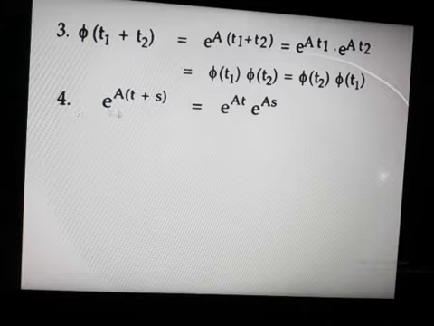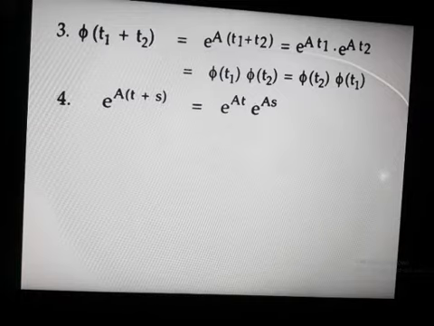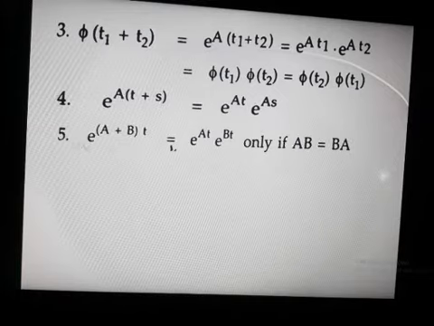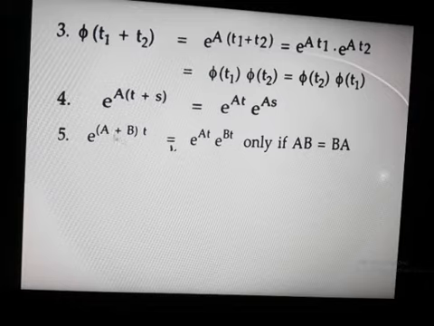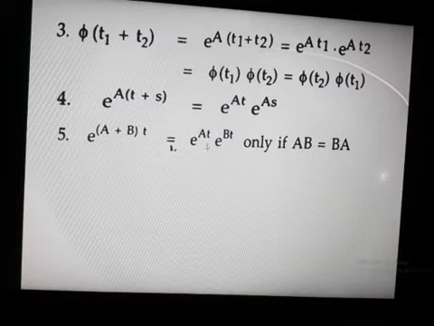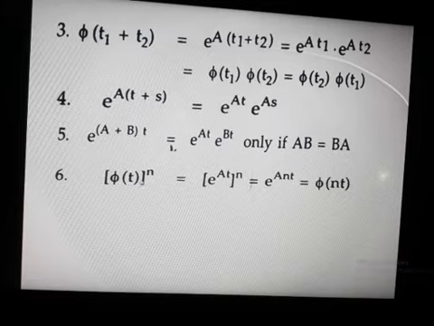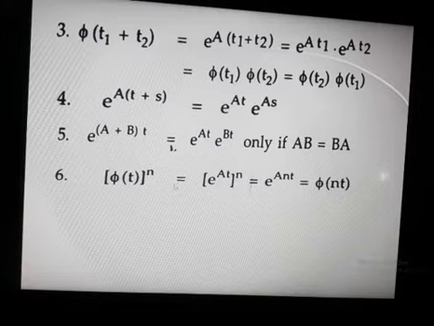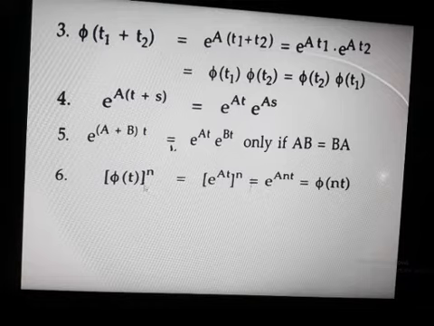This is the fourth property: e power A into t plus s is equal to e power At into e power As. And one more property: e power A plus B t, where A and B are two matrices. We can write this as e power At times e power Bt if and only if AB is equal to BA. Then one more property we have: phi of t whole power n is equal to e power At whole power n. Write down all these properties. It's very important to solve many problems in the state transition matrix model.